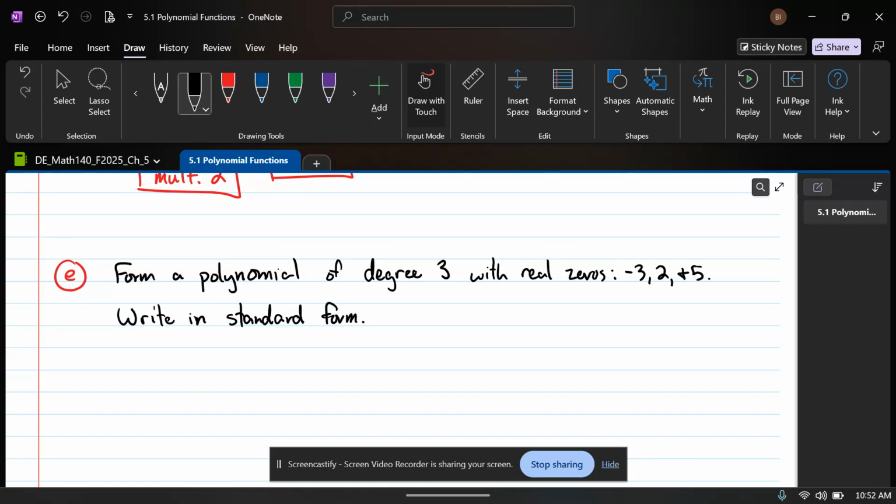So what's the multiplicity on each of those if it doesn't say anything? 1. If there's a multiplicity, it's going to have to tell you that. It'll put in parentheses beside it multiplicity 2 or multiplicity 3, whatever it is. Right? So if I know those are real zeros, then I know they came from factors. What are the factors for each of those zeros?